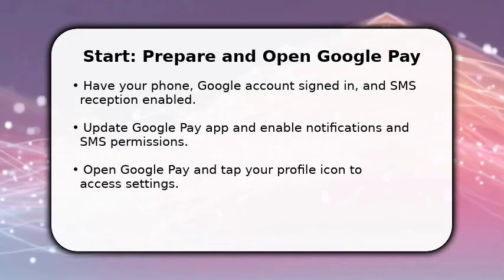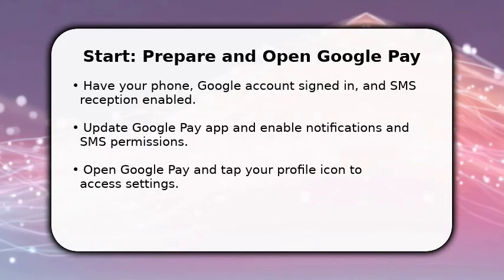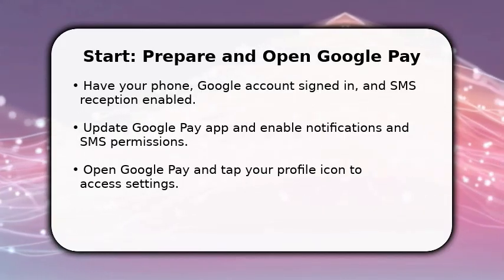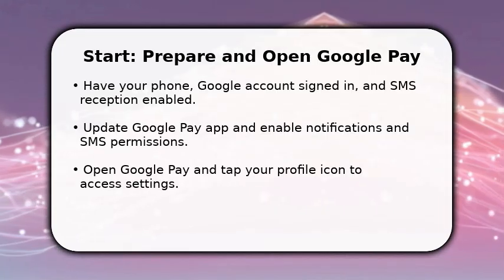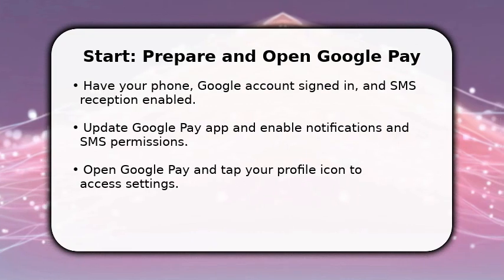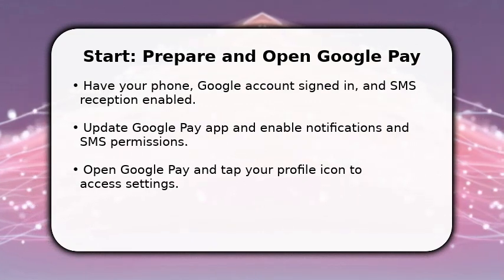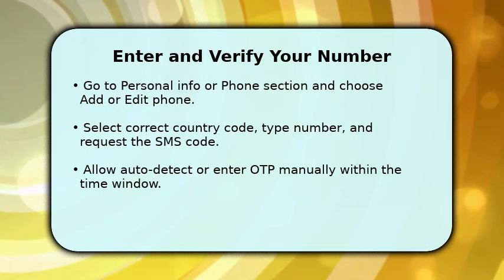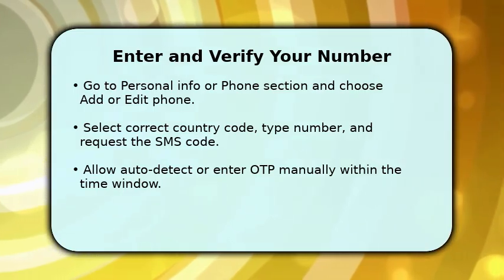You want to get straight to personal info or settings. This is where your phone number lives. Start entering the number right away so you can trigger the verification step without delays. Now add or edit the phone entry. Select your country code, type your number carefully, and tap to request the one-time SMS code.